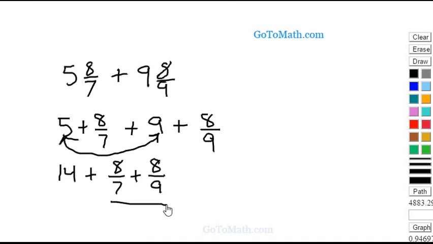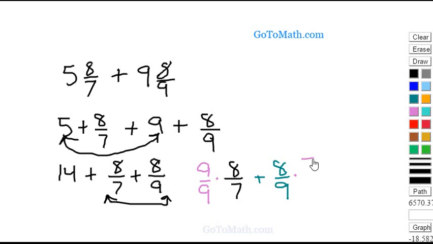I don't care what you do. I'm just going to go ahead and add these fractions together first. And so what we're going to need to do here is get a common denominator. It looks like we're going to be writing 9/9 next to the 8/7, plus 8/9. And what do you think we're going to write next to this one here? Well, because there's a 7 here, we're going to write 7/7.